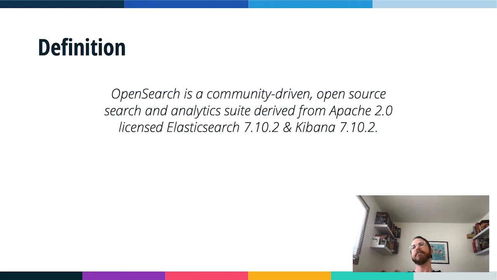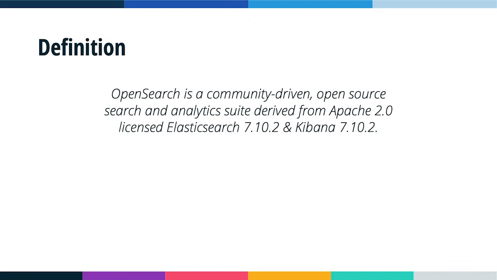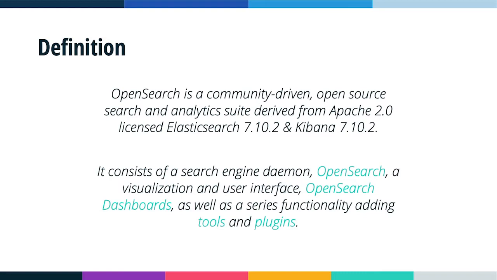So OpenSearch is a community-driven open source search and analytics suite derived from the Apache 2.0 licensed Elasticsearch 7.10.2 and Kibana 7.10.2. It consists of a search engine daemon, OpenSearch, and a visualization and user interface, OpenSearch Dashboards, as well as a series of functionality-adding tools and plugins.